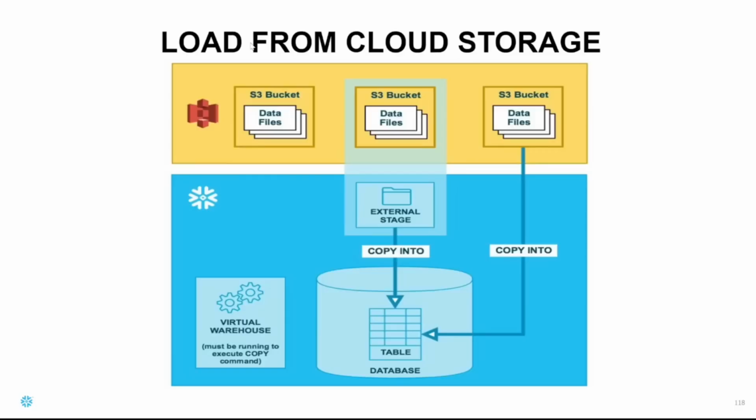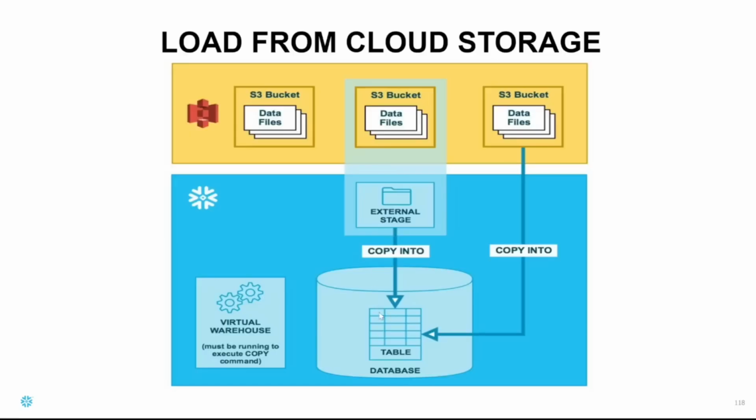Now, if you want to load the data from a cloud storage, then there are two ways. One, you have to create an external stage, which is going to reference your S3 bucket, and from there you can use the copy command to load the data into your table, or you can directly use the S3 bucket location and run a copy command on that and load into a table. But this is not a recommended way to do that, because creating an external stage will put some sort of security measures on top of that. So Snowflake always recommends to create an external stage and then use that external stage to copy the data from the S3 bucket to a table inside Snowflake.